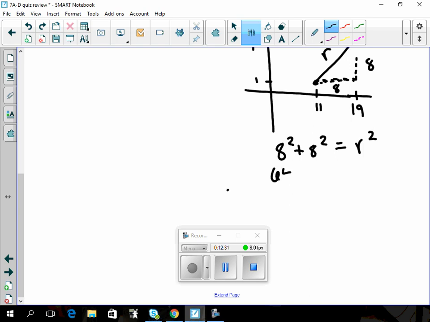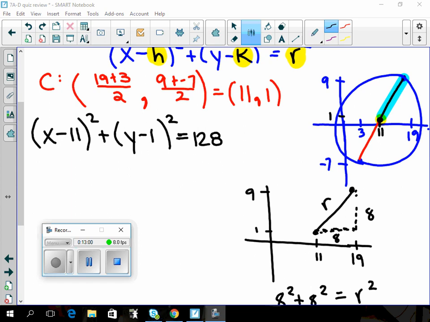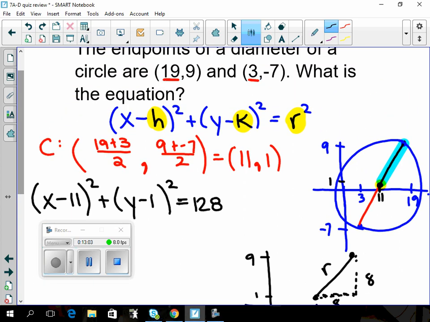64. So I have 64 plus 64 is equal to r squared. And what is that? 128. 128 is equal to r squared. Now, I'm done because isn't r squared in the formula anyway? So rather than say whatever squared, this whole thing here is just simply 128, because that's r squared. So the equation of the circle that has the endpoints of the diameter at 19,9 and 3,-7 is this.